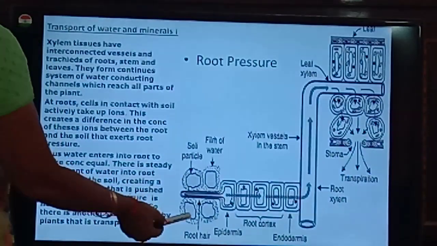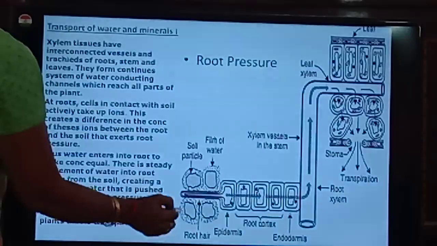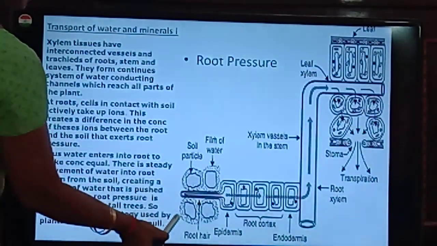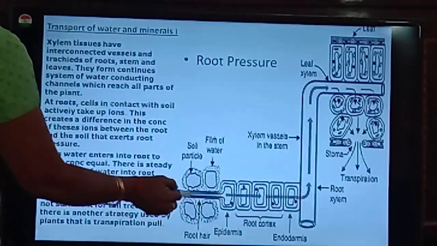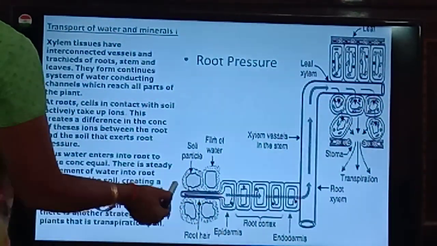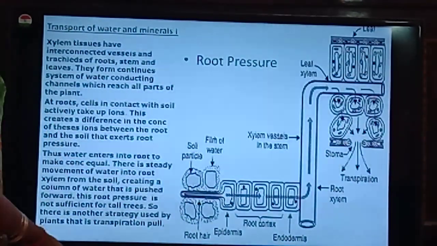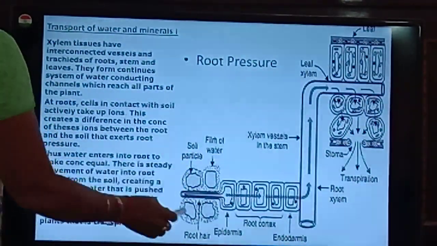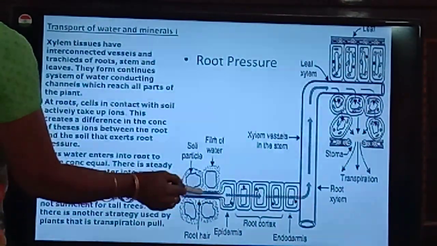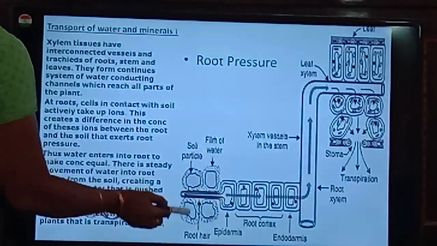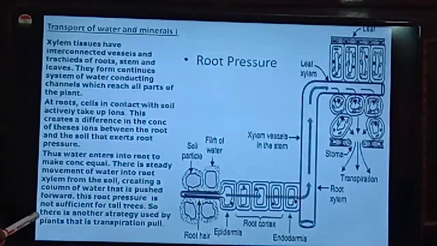What happens actually? At the roots, cells are in contact with soil and they actively take up ions from the soil. These root hairs, the cells present in the root hair, actively take up ions from the soil. Now this creates a difference in the concentration of these ions between soil and root, due to which some pressure is exerted in the root, which we call root pressure.